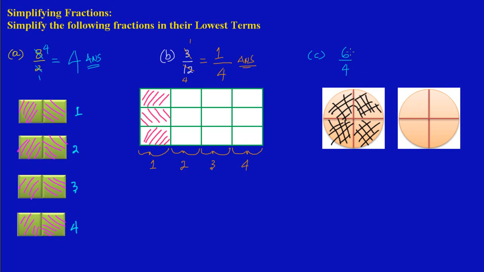They have asked us to shade 6 parts. So I need 2 more parts. Okay, so I'm shading, this is one part, and I'm shading another part here. Good. So here we have shaded, let me just use my marker to count, 1, 2, 3, 4, 5, 6. So we have shaded a total of 6 parts, and each whole is divided into 4 equal parts, and that's what our denominator tells us.